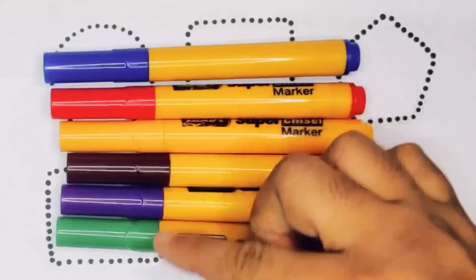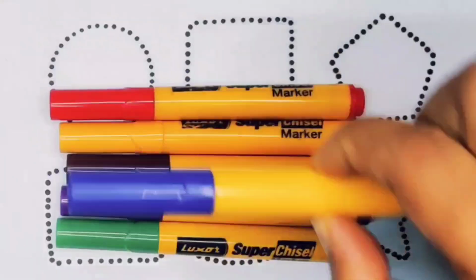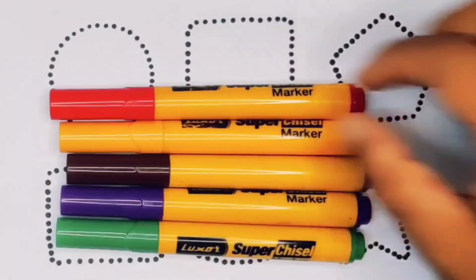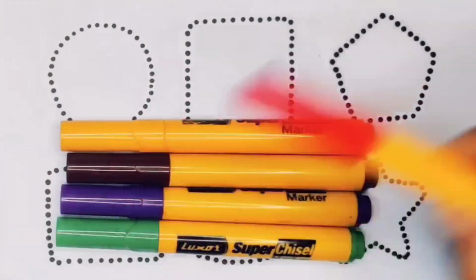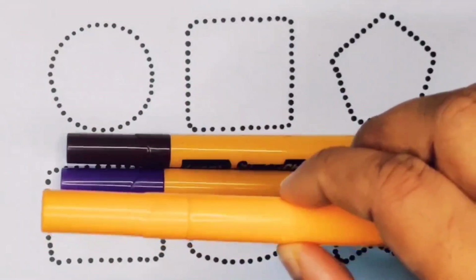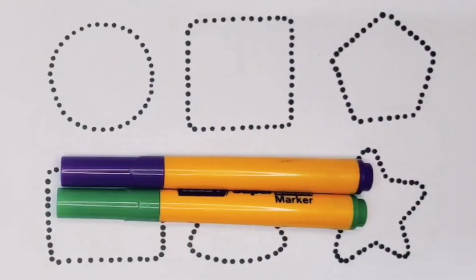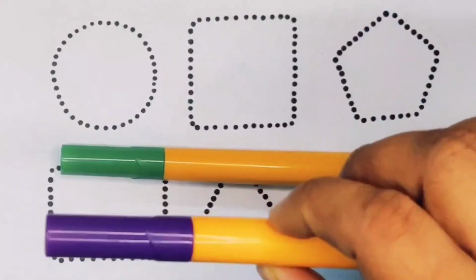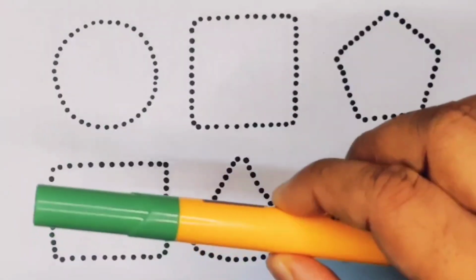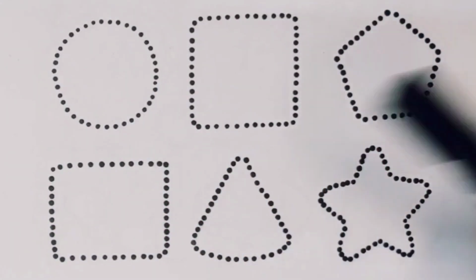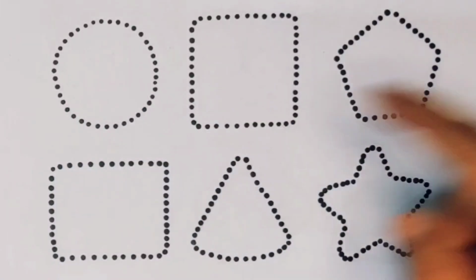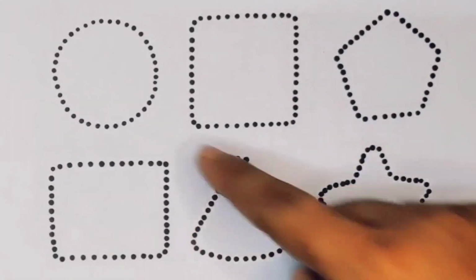First we're going to know the color's name. Blue color, red color, orange color, chocolate color, purple color, green color and black color.